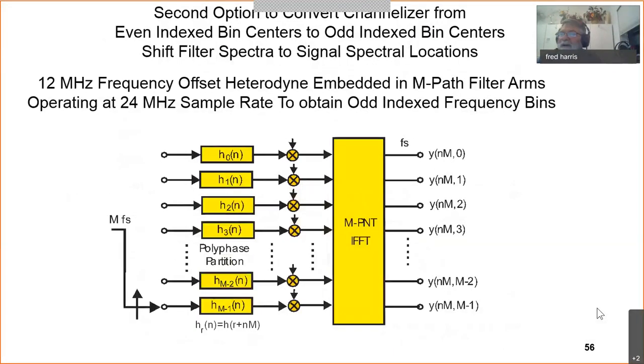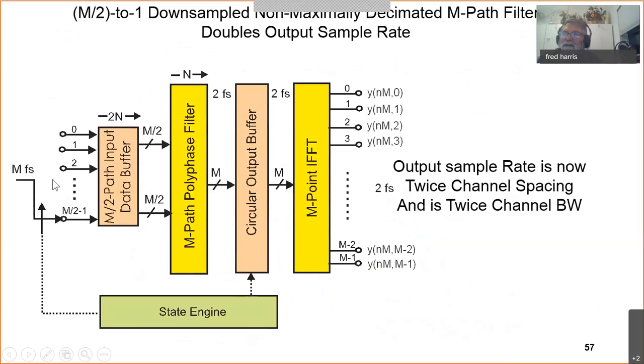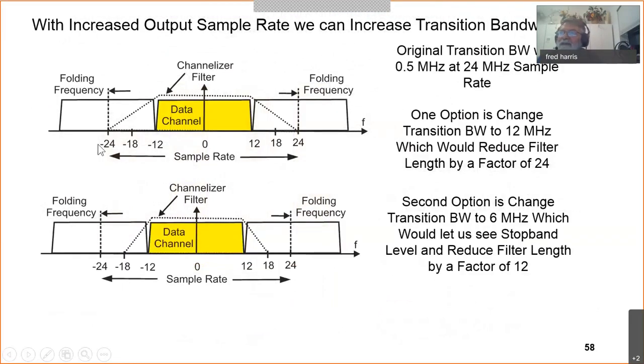So what I'm going to do is rebuild the filter and not deliver 30 inputs, but deliver 15 inputs. And instead of doing 30-to-1 downsampling, I'm going to do 15-to-1 downsampling. So I've doubled the output sample rate temporarily. And why would I do that? Well, here's where I've doubled the output sample rate. That means this is the new folding frequency instead of the folding frequency being here. And that means when I build my channelizer, I can build a way great big transition. Instead of being a half meg transition, I can be a 12 meg. That's a 24-to-1 increase in transition, which means it's a 24-to-1 decrease in the length of the filter.